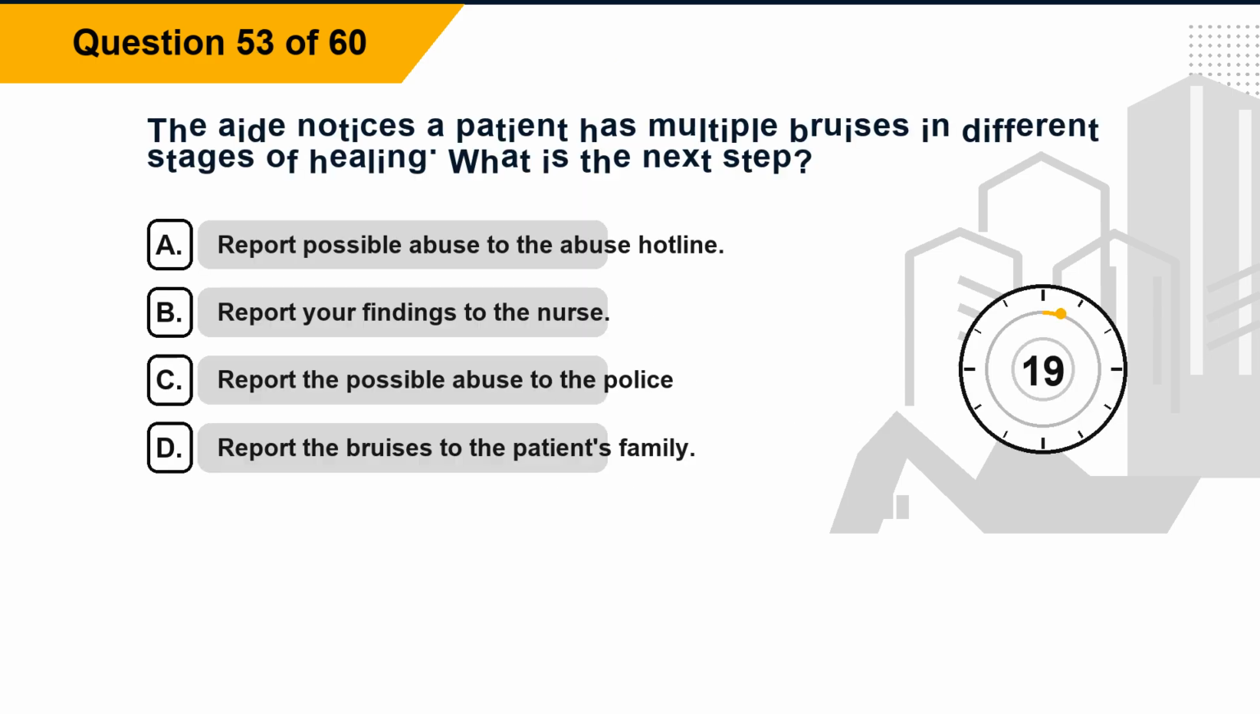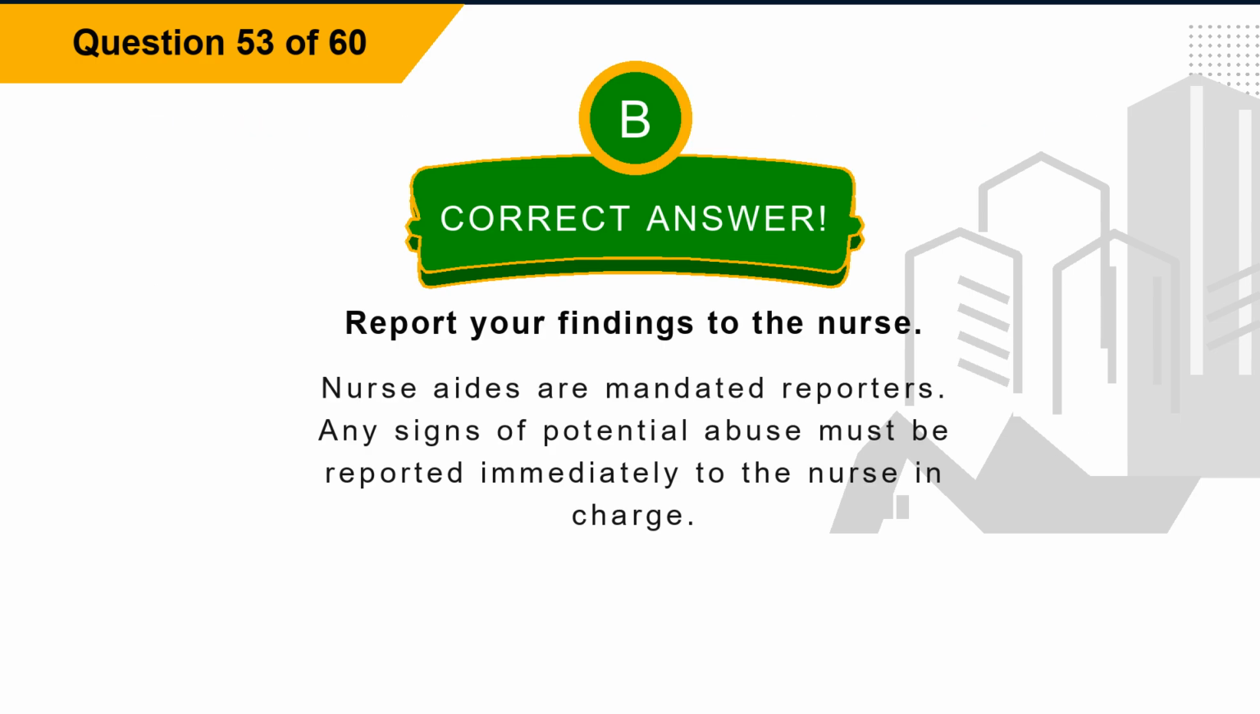Question 53. The aide notices a patient has multiple bruises in different stages of healing. What is the next step? Option A, report possible abuse to the abuse hotline. Option B, report your findings to the nurse. Option C, report the possible abuse to the police. Option D, report the bruises to the patient's family. The correct answer is option B, report your findings to the nurse. Explanation: nurse aides are mandated reporters. Any signs of potential abuse must be reported immediately to the nurse in charge.